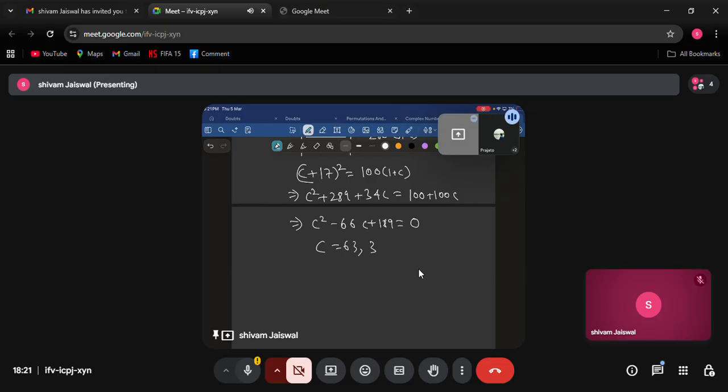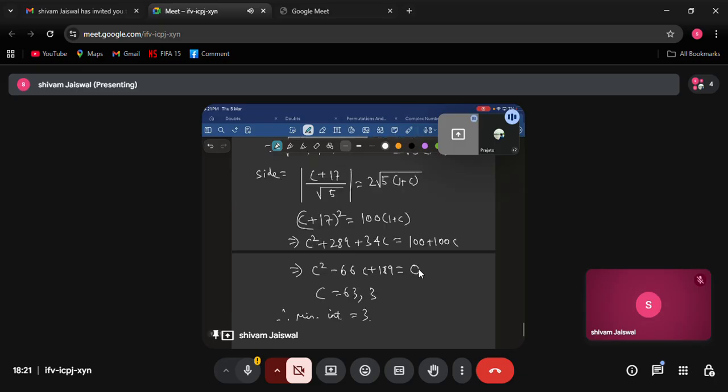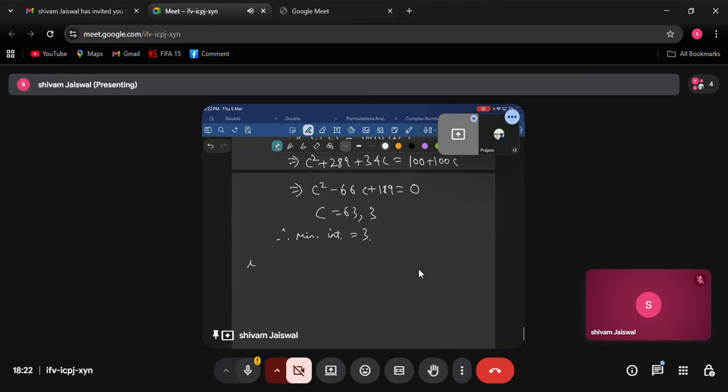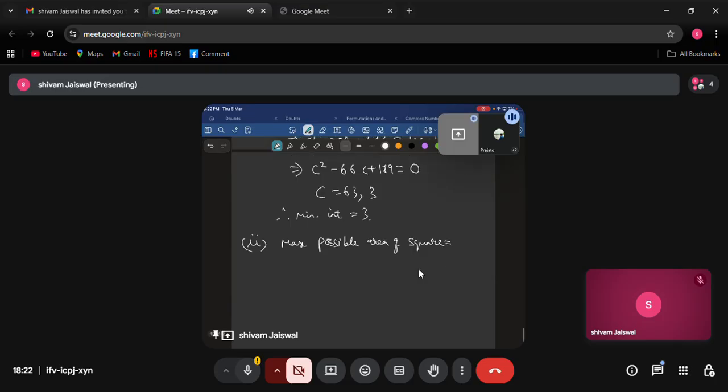Okay. So have you understood what is the minimum intercept? Two more problems. Now the sum is easy. Find the maximum possible area of ABCD. For maximum possible area, we need to take c equal to 63, right? Maximum possible area of the square is equal to mod of (63 plus 17, that is 80, root 5) whole square. This will give us 1280.